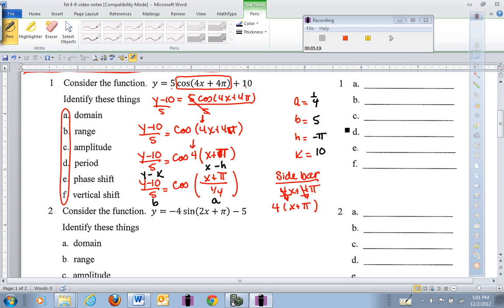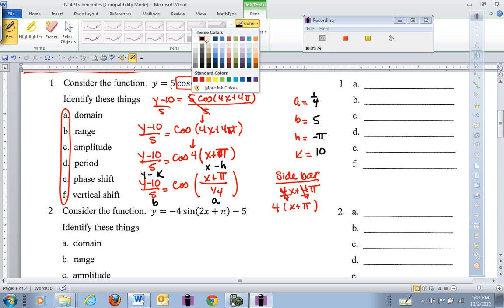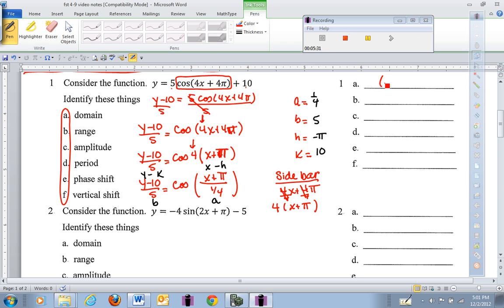Alright, once we get that figured out, let's talk about the domain of the cosine function. Unless restricted, the domain of all cosine functions should be all real numbers. The range of this function. Now the range is kind of tricky because we have to combine the b and the k together.